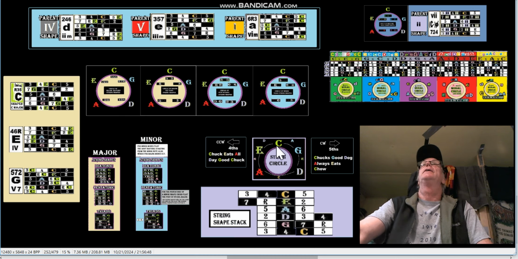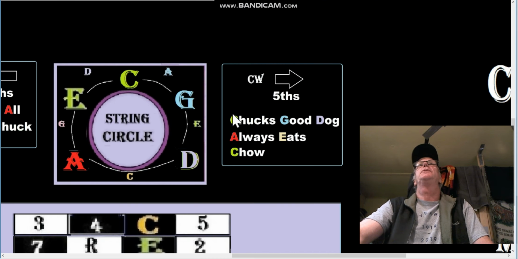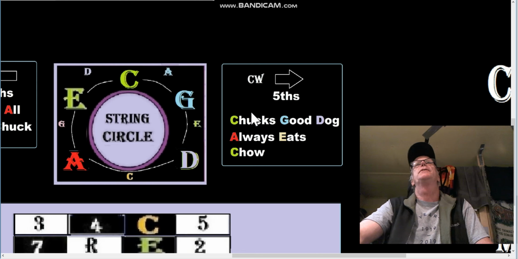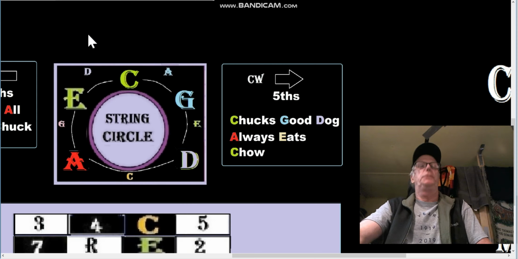This is it. I still haven't updated my "Chuck's good dog always eats its Chuck," so it can be a circular sentence. Okay, so we want that to say Chuck right there. So we'll just do that. We'll have to make a little space for it.